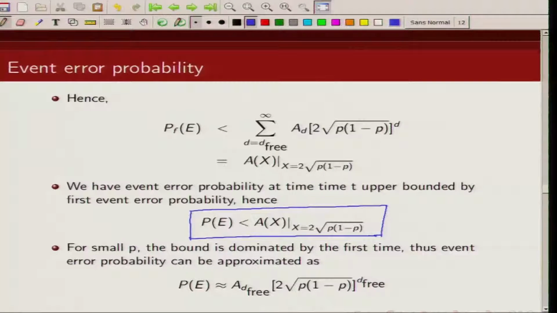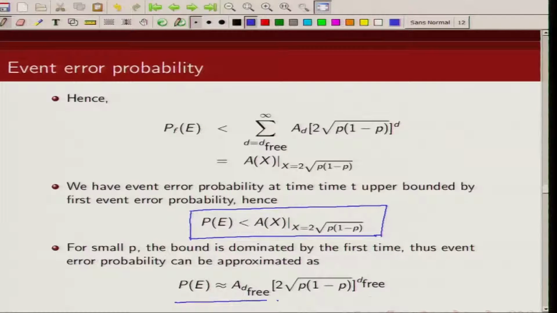Now, note here you had terms corresponding to various d's. So, you had terms corresponding to d free, d free plus 1, d free plus 2. So, since the value of p is typically very small, the most dominating term in this error probability expression is your first term, which is the d free term.